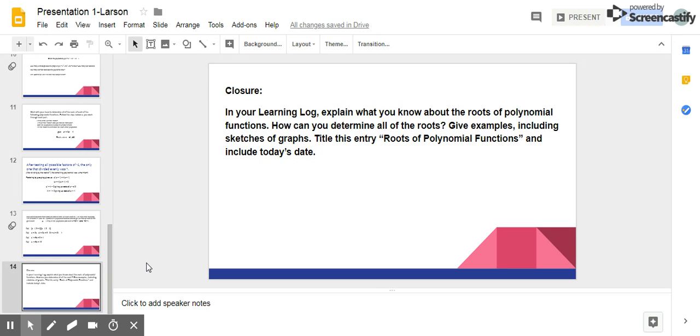As a closure to this lesson, I would want them to explain what they know about the roots of polynomial functions. Is there a way they can determine all of the roots? Want them to give examples, sketches of graphs, and then I want them to title this what they were talking about, which is roots of polynomial function, and then put today's date.